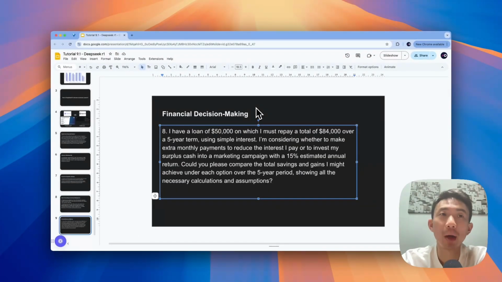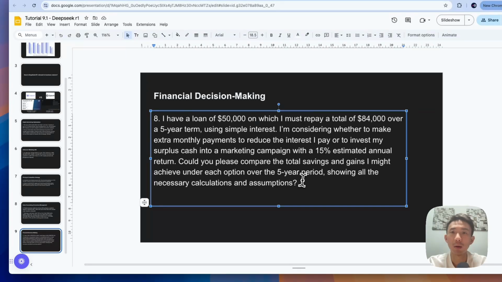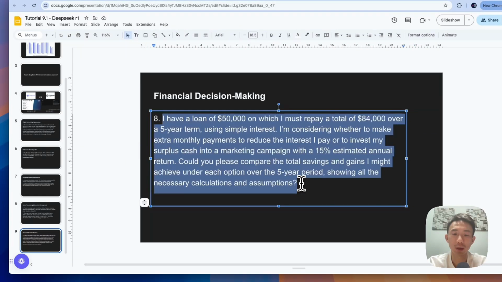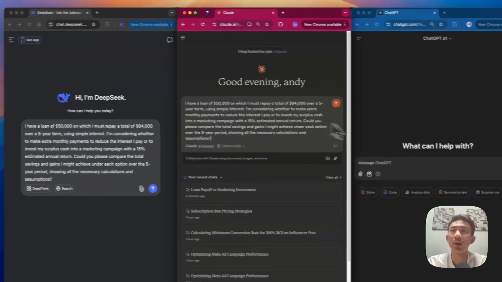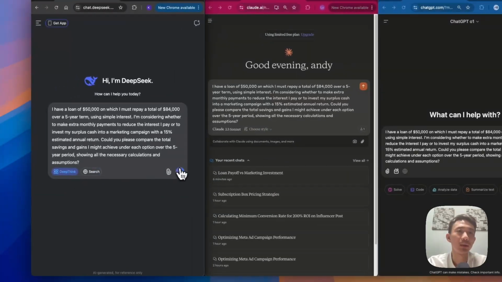Okay, so the last demo is about financial decision making. For example, I have a loan of $50,000, which I must repay a total of $84,000 over a 5-year term using simple interest. I'm considering whether to make extra monthly payments to reduce the interest I pay, or to invest my surplus cash into a market campaign with a 50% estimated annual return. Could you please compare the total savings and gains I might achieve under each option over a 5-year period, showing all necessary calculation assumptions? Alright, so let's try this question and see the answers from all the models. Let's start.